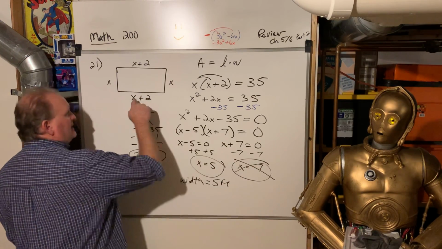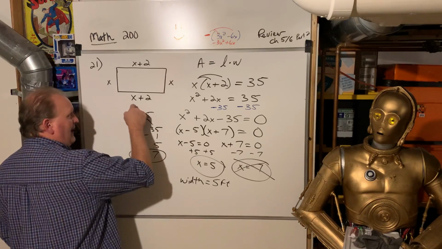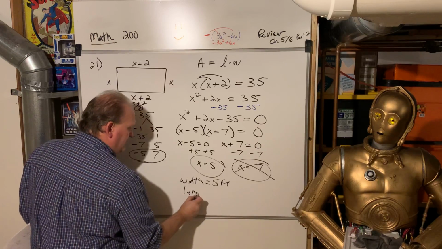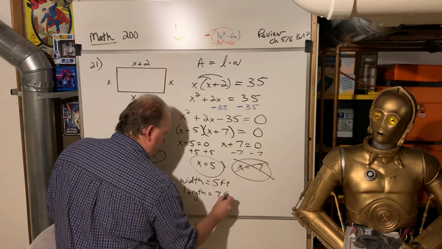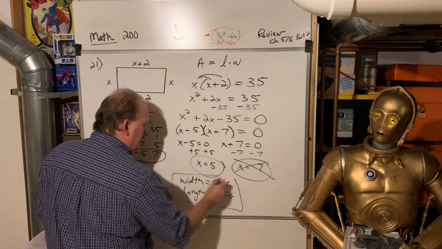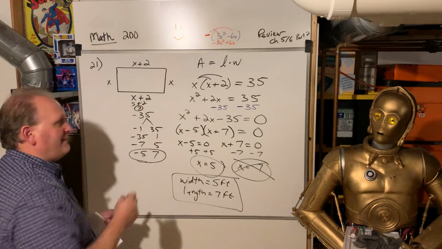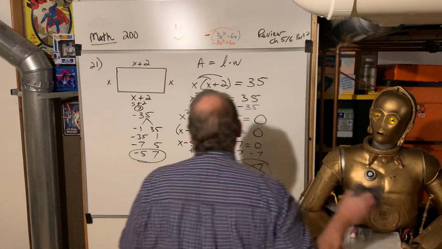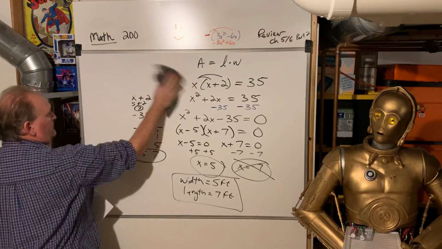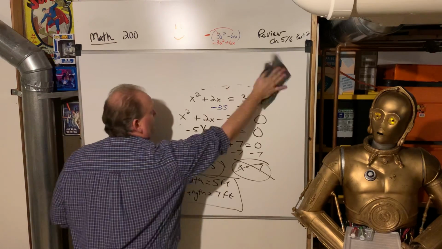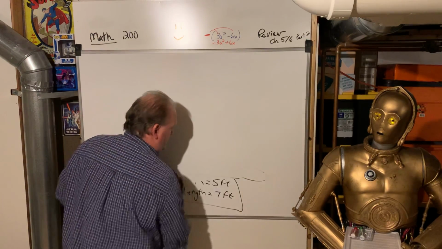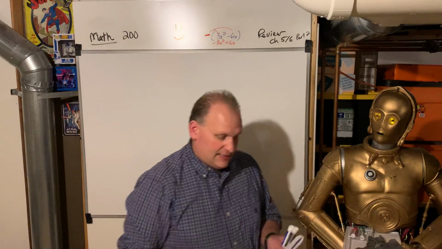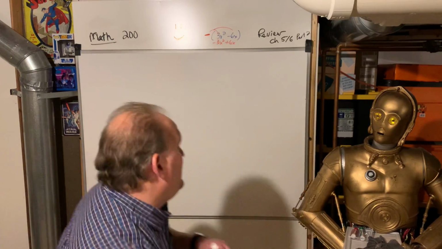And so then to find the other one, we put in our 5. 5 plus 2 is 7. So the length is 7. And you can double check it. 5 times 7 is 35. All right. So that was a pretty tough problem that involved factoring.